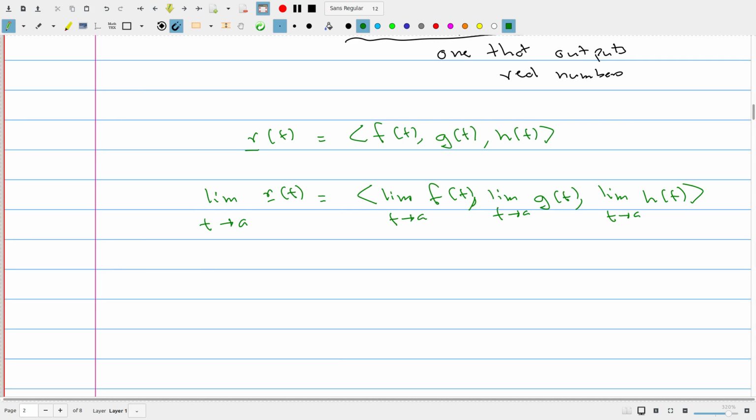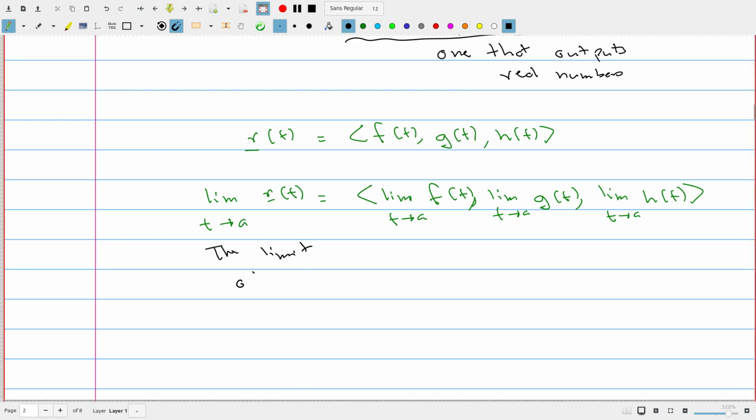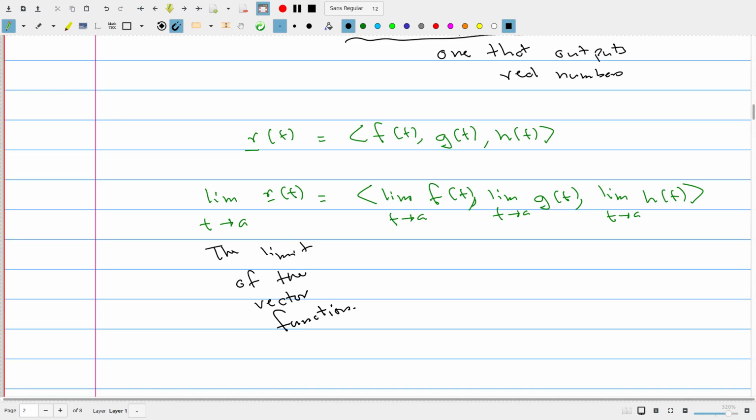according to this definition. Definition 1 is in the book. According to this definition, we can write the limit of a vector function in terms of the limits of the component functions. So what do I mean by that? On the left hand side we have the limit of the vector function. On the right hand side we have the limits of the component functions.